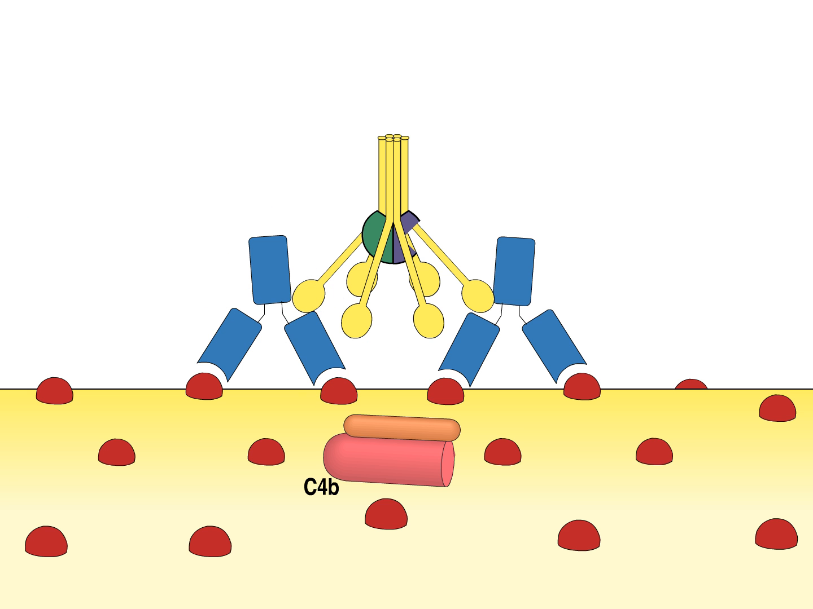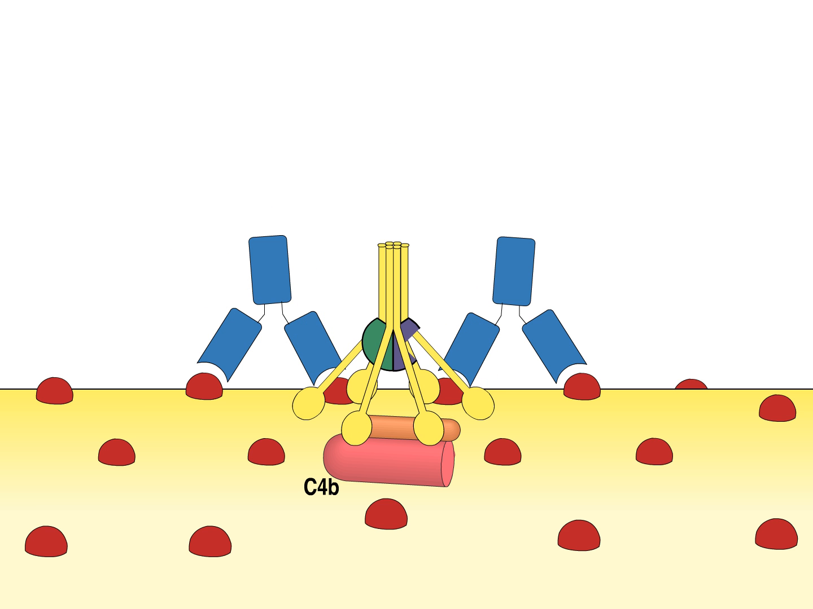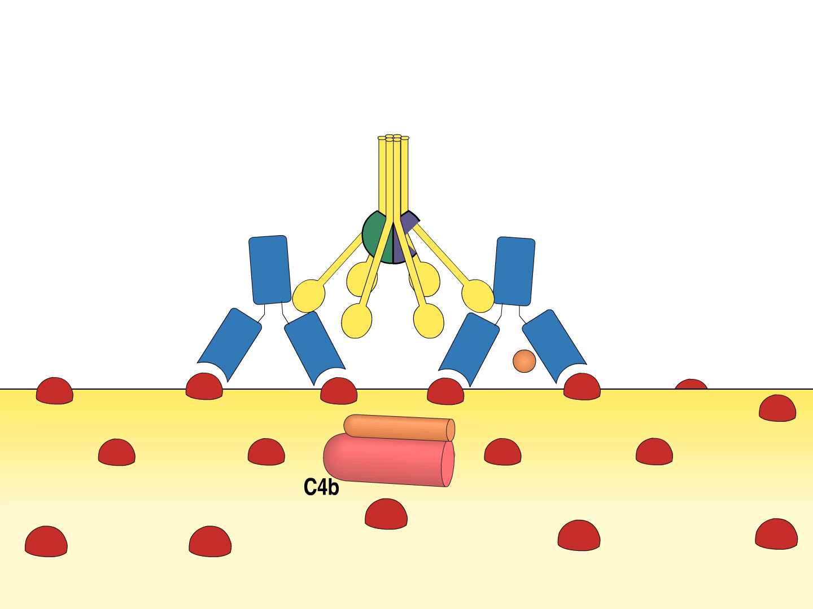C4b now binds and cleaves C2, releasing a small peptide, C2a. The combination of C4b and the cleaved C2b creates a new active protease, C4b2b, also called C3 convertase.